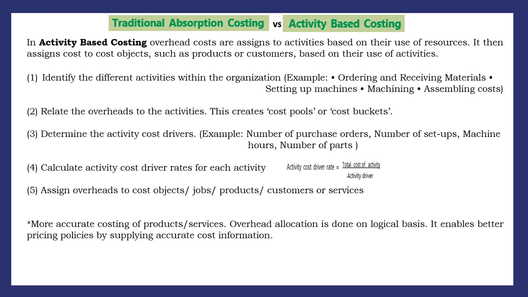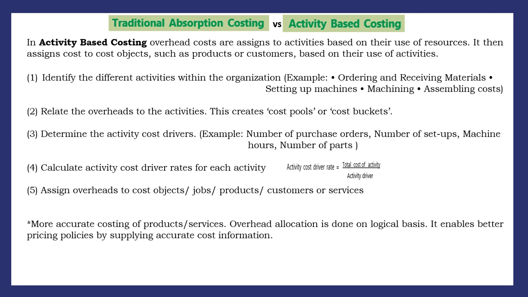Here activities means related to material, for example ordering and receiving of materials, related to machines, setting up of machines, machining, assembling cost. There are different types of activities occurring in the organization. So first, identify different activities, and then step two is to calculate the overhead cost for each activity. Whatever cost is incurred for that activity will be brought together under that head of activity, that is called cost pooling or cost buckets.